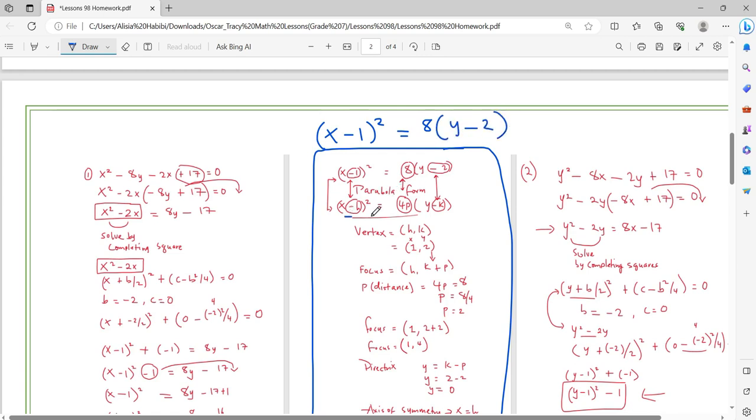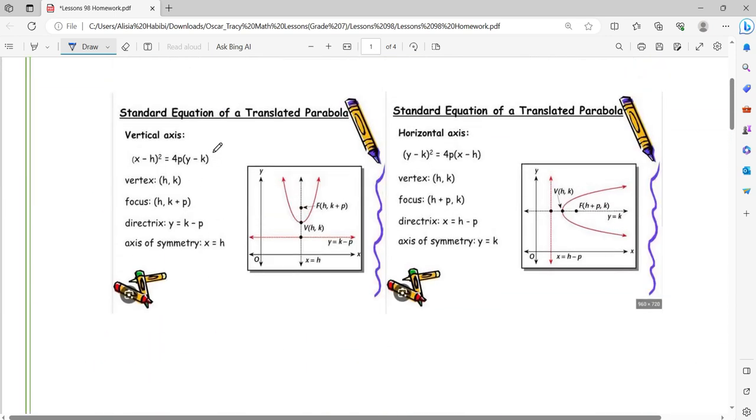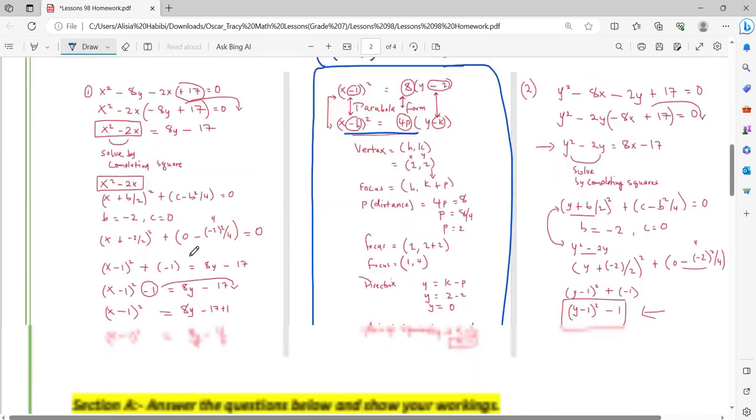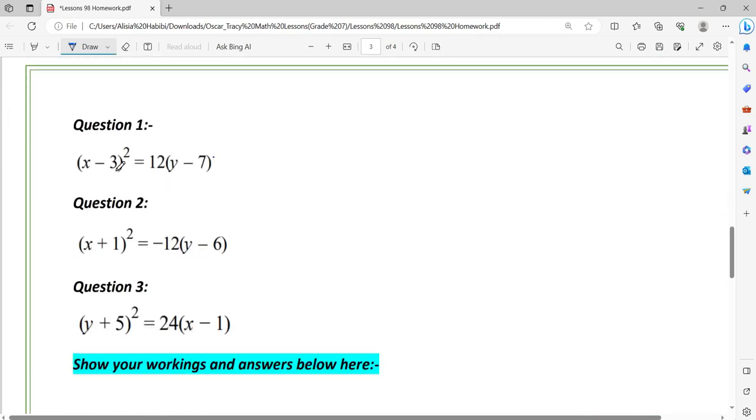So the form of the parabola that you're going to be using is given here. If you scroll up again, the form is given to you, and all the formulas you need to find the vertex, the focus, the directrix, and the axis of symmetry. So let's go into the first question. I'm going to write question number 1. So it's x minus 3 squared, this is the equation, and then you have equal to 12 times y minus 7.